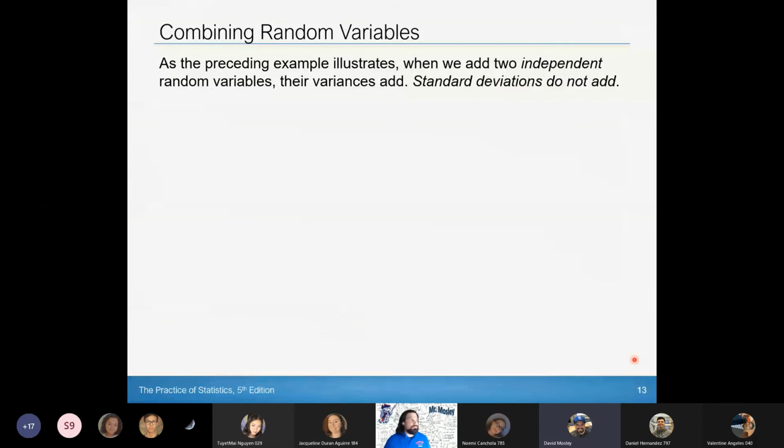Okay. So as our example illustrates, when we add two independent random variables, their variances add. Standard deviations do not add. We do not add standard deviations. That is not possible. We have to add the variances, take the square root of that, and we get our standard deviation.